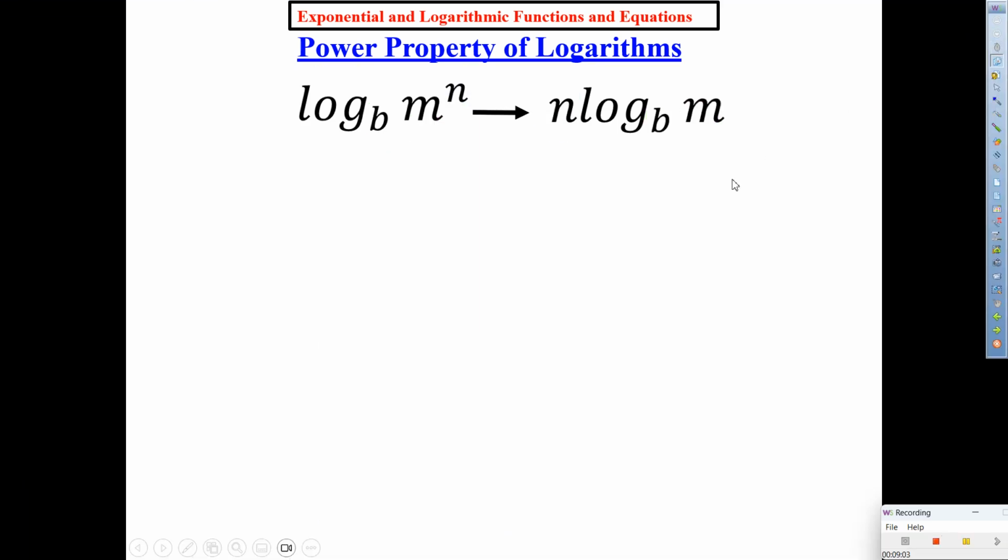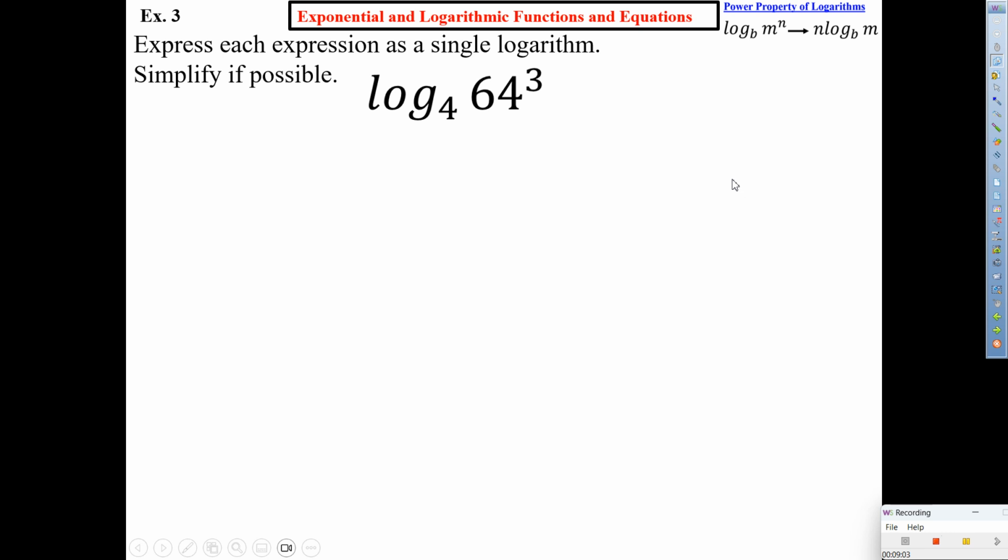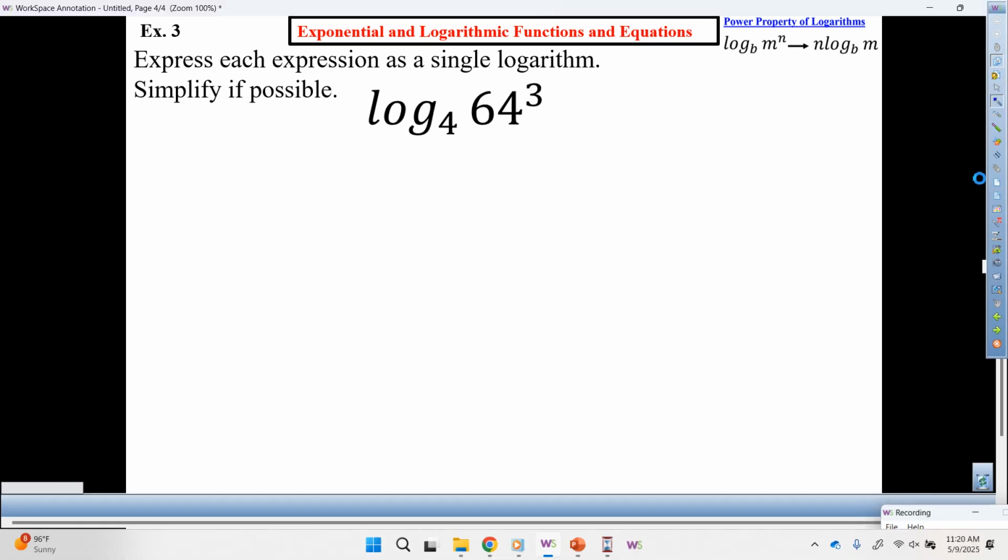Here we go. Example 3. Copy this one. Log 4, 64 to the third power. Log 4, given number 64 to the third power. Let's see. This is base of 4. Is that different from here? Yes. So, tell your neighbor what to do with this exponent of 3. What do we do with that exponent?